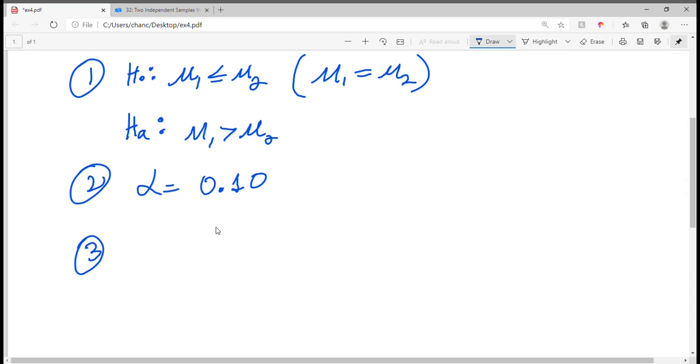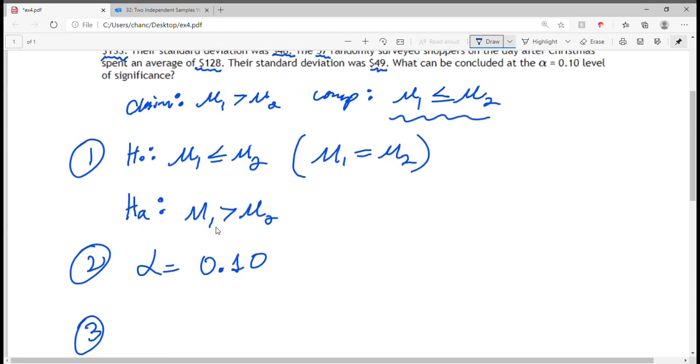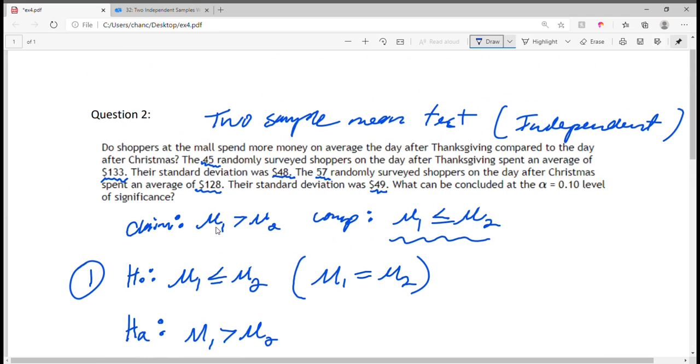Before we do step 3 and 4, we need to go back to our problem and figure out some information. The sample size for group 1 is 45. The sample mean for group 1 is 133. And for group 1, the standard deviation is 48. Now for group 2, we have the sample size is 57. The average is 128. And the standard deviation is 49. So we need these numbers to enter it into our calculator.